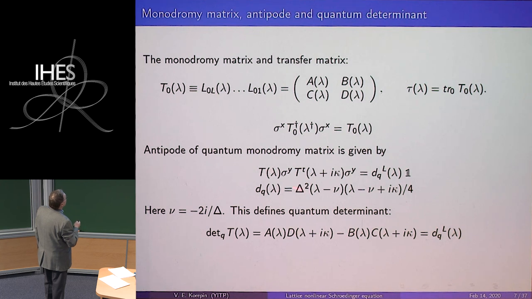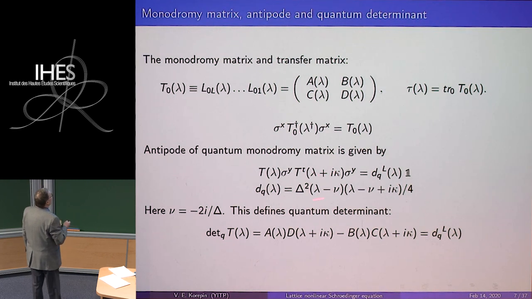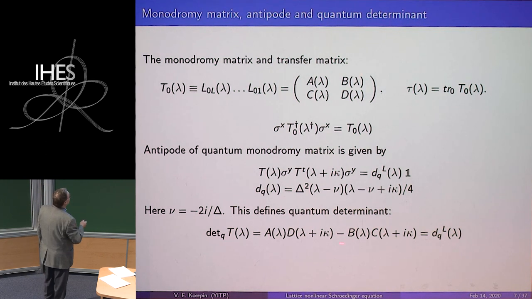So I can multiply by T inverse, and T inverse will be given by Cramer's formula almost, with some shift of spectral parameter. And the determinant is also given like AD minus BC with some shift of spectral parameters. We call it the quantum determinant. It's the center of the algebra. It commutes with all other operators, actually equal to some function of spectral parameters, which is a quadratic function.